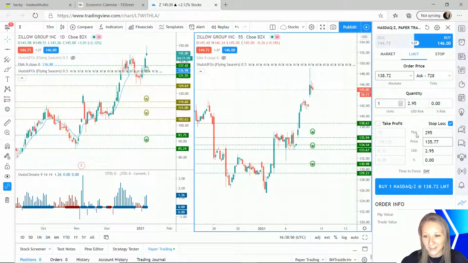So what's great here is this is telling me what the risk is. So I'm risking $2.95 if I was to trade one share. So what I can do here, which is pretty cool, is I can say to it, I want to risk a certain amount of dollars, and then it will tell me how many shares I have to buy in order to be equal to that.